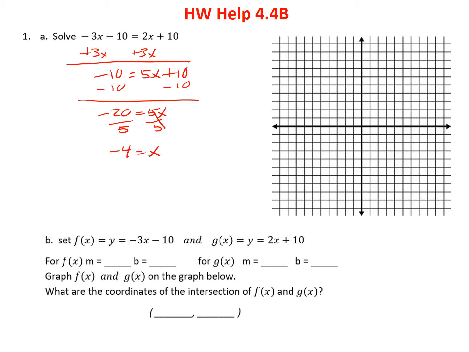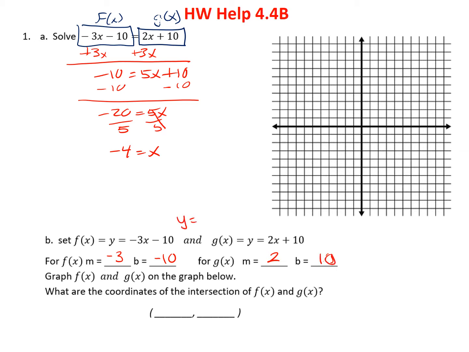Now this is how you would solve the equation to find its x. What this worksheet is showing you is we could set up these two things. Like in B, it says set f of x equal to that. In other words, it's going to take this side of the equation and make that f of x, and take this side of the equation and make that g of x. And then it's going to have you graph it. So notice when you do this, for f of x, the slope is minus 3, and the y-intercept is minus 10. For g of x, the slope is 2, and the y-intercept is 10.